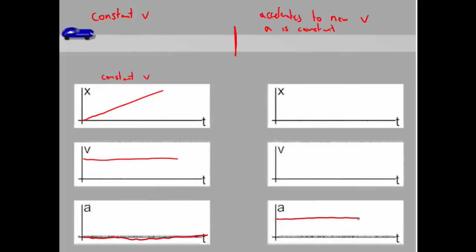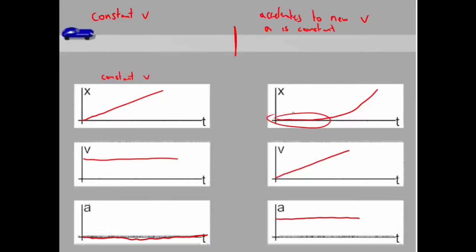What does our constant acceleration look like? Well, again, horizontal line, which means our velocity versus time is going to be sloped. Why do we know it's sloped? Because the slope of our velocity versus time graph gives us acceleration. And what does our displacement look like then? It is going to look like this. It starts off moving slow, and then it curves up.